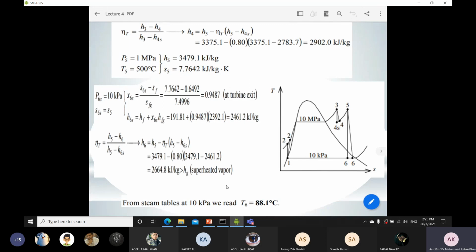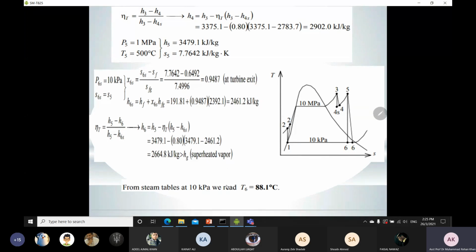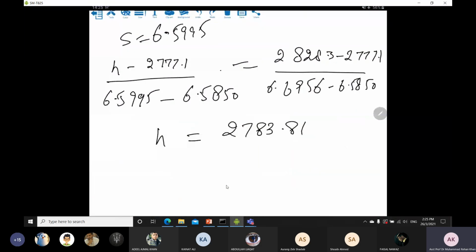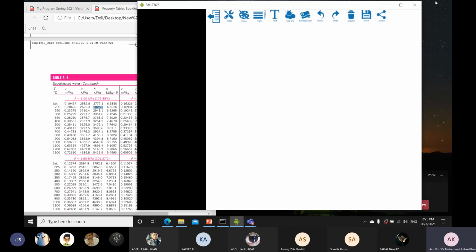Okay, so before going to the thermodynamics table, you have to note down your value of enthalpy at state number 6a, 2664.8, and the pressure, 10 kilopascal. Now we have to do the interpolation again, so we will see how to do the interpolation for this case.